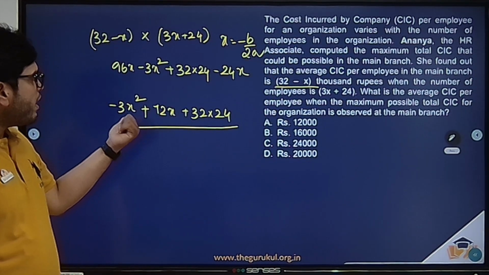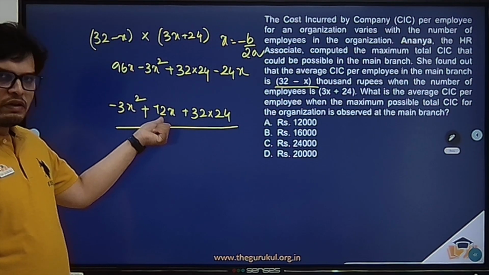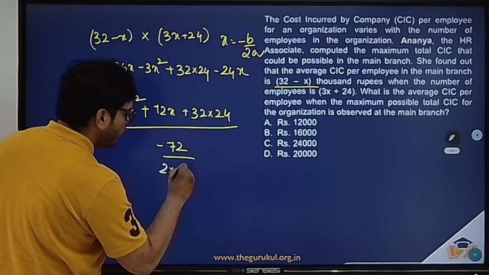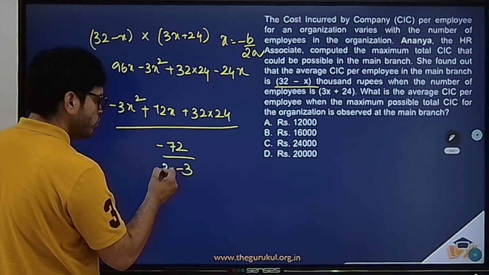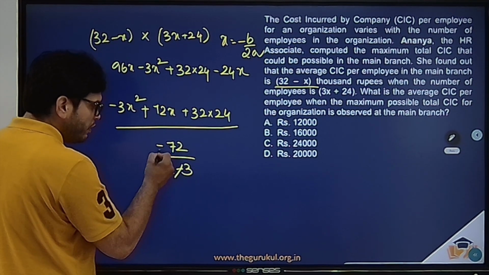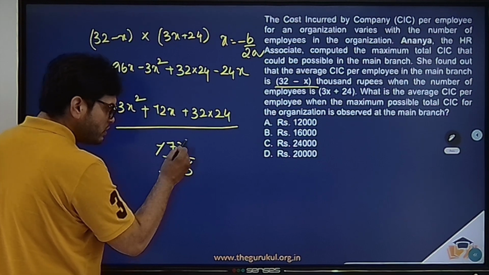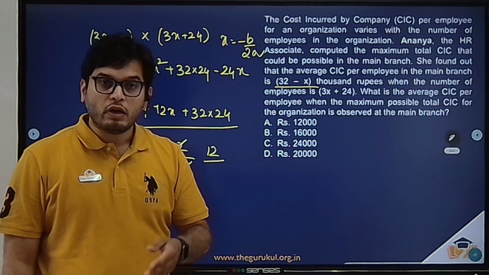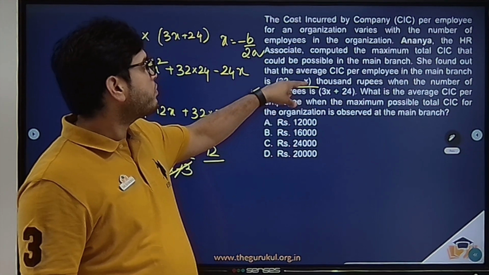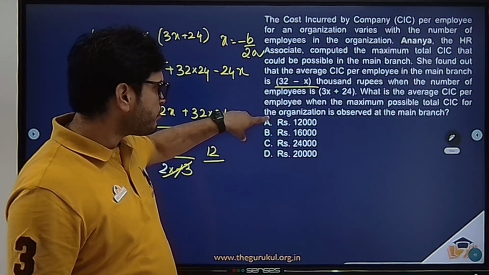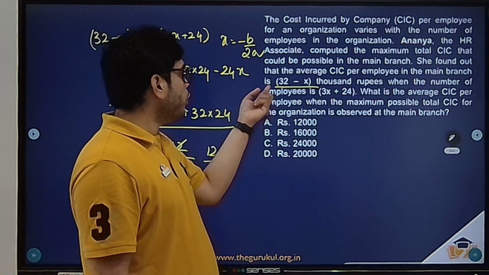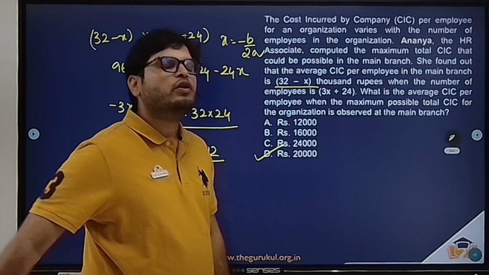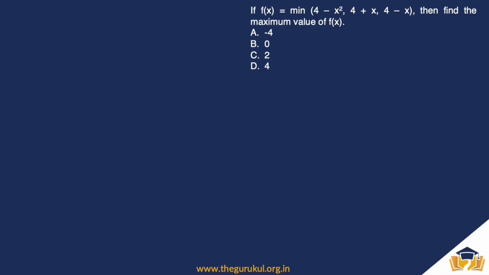Right. So here what is the value of b? 72. So minus 72 by 2 into minus 3. So 2 into minus 3 is minus 6. First let me cancel minus and minus. 72 by 6, 12. So this will be maximum when x is equal to 12. Now we have the value of x. Now what was asked? We are asked to find the average CIC per employee. That would be 32 minus x, 32 minus 12, 20,000 should be the answer for this question.